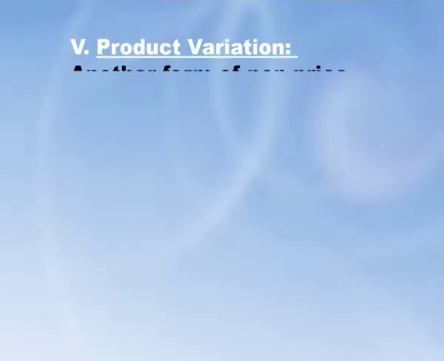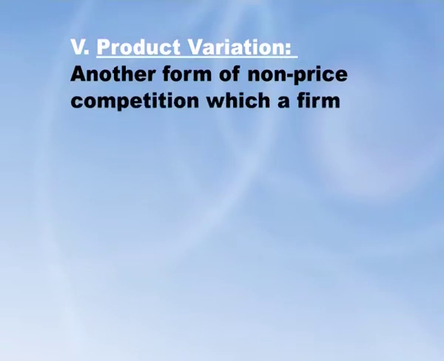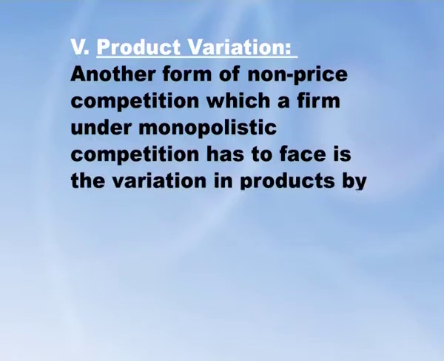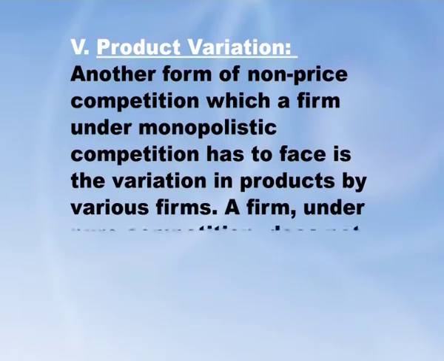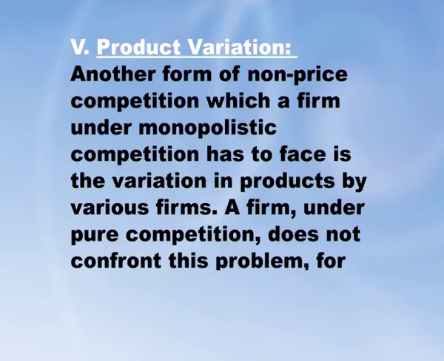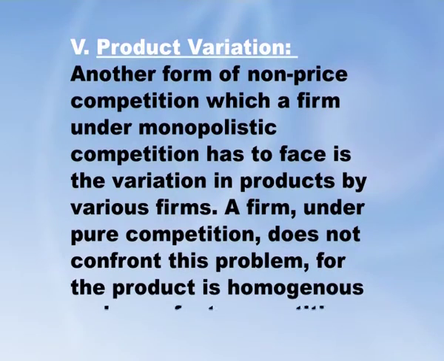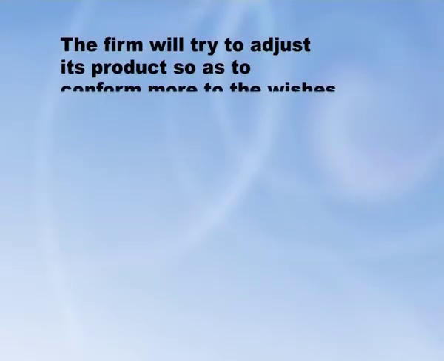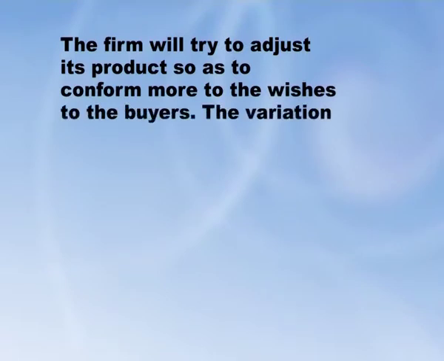Fifth, product variation. Another form of non-price competition which a firm under monopolistic competition has to face is the variation in products by various firms. A firm under pure competition does not confront this problem, for the product is homogeneous under perfect competition. The problem of product variation under monopolistic competition exists because there is a differentiation of products of various firms. The firm will try to adjust its products so as to conform more to the wishes of the buyers.